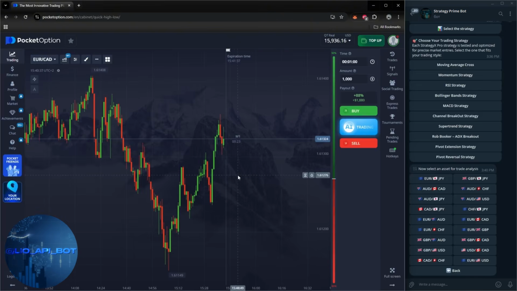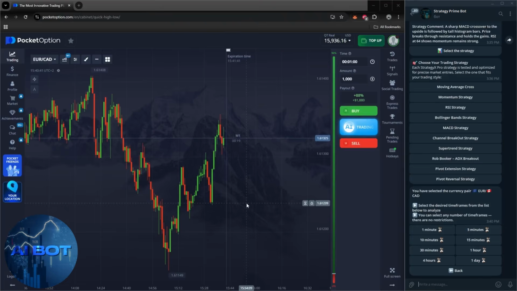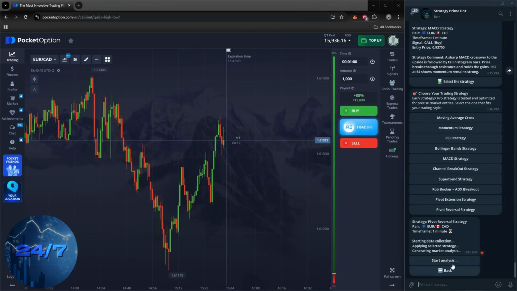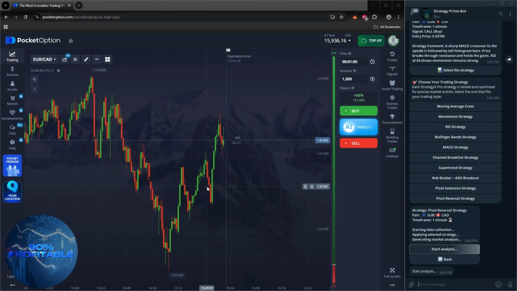Euro Canadian also, this is pretty bad, this is much better, so let's go with the Euro Canadian, and we select 1 minute and we press start analysis. That is pretty much it. We are off. We just wait for the signal now from the robot. You don't have to do anything.